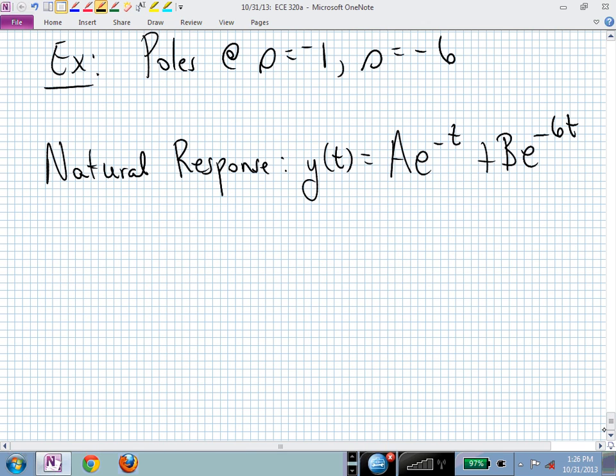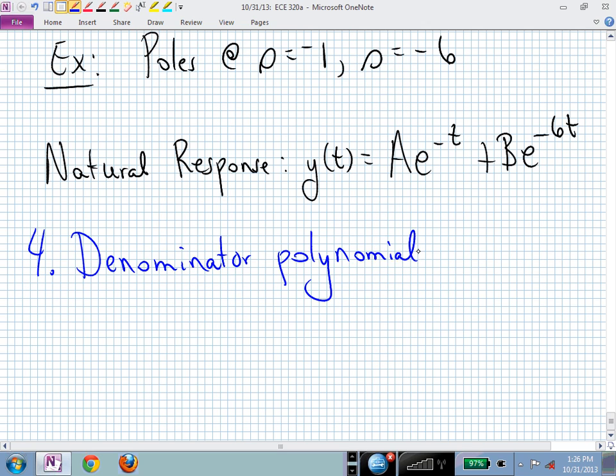We've already talked about point 4. The denominator polynomial equals, what else do we call it? We also might refer to that as the characteristic polynomial.